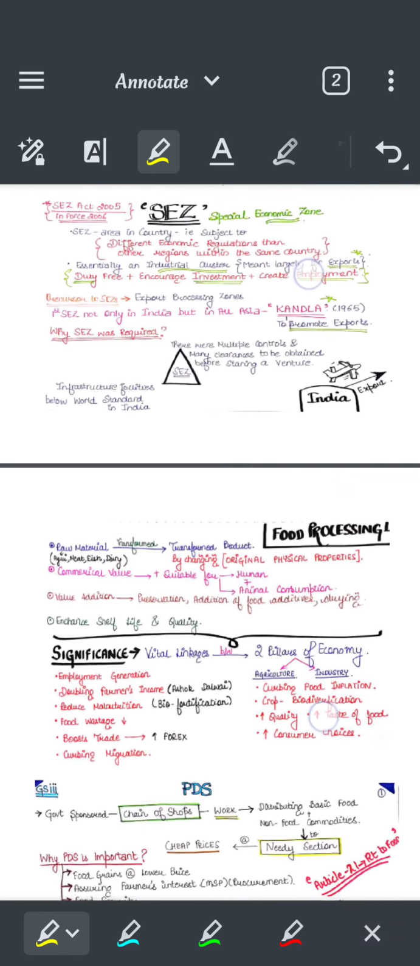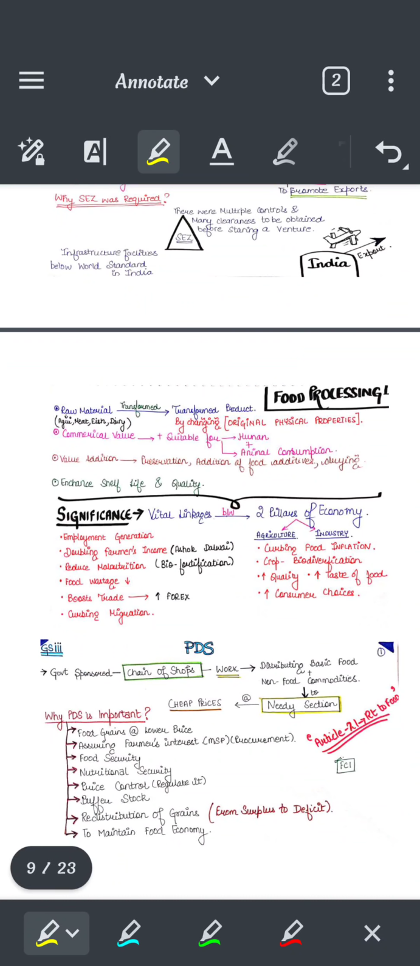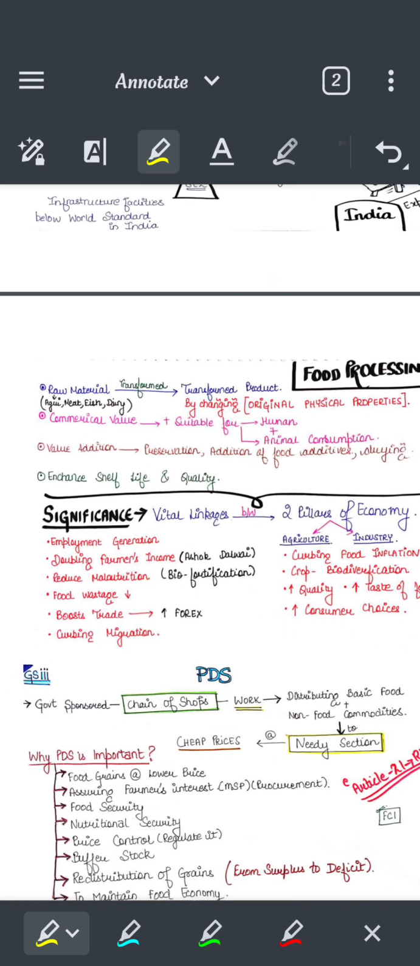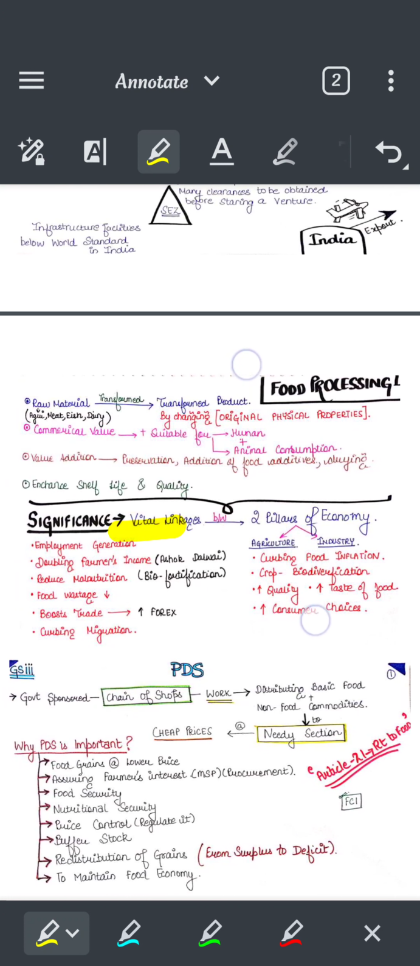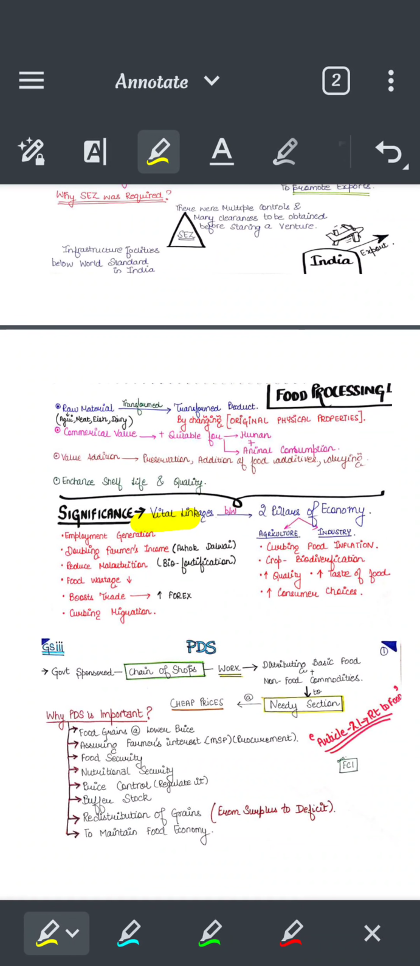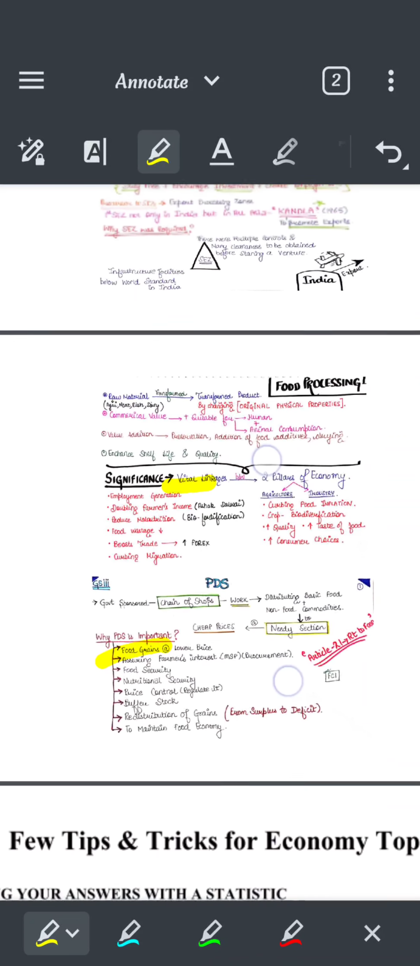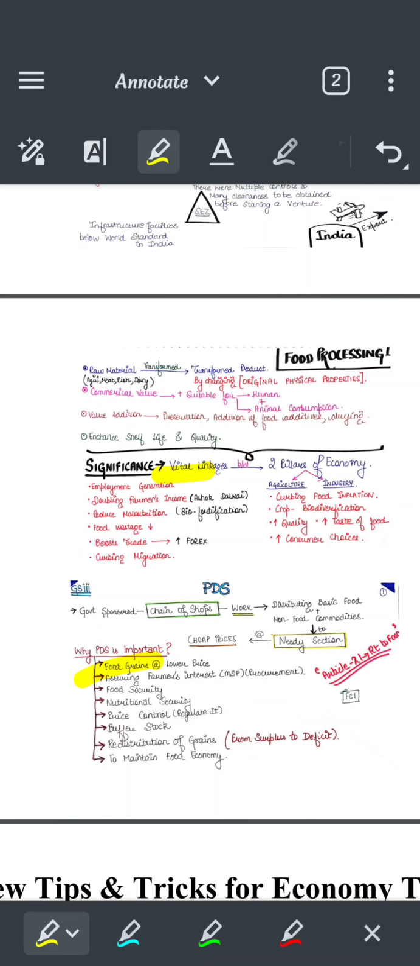Okay, so next is the food processing sector. Everything about the food processing sector is there in one place only: what it is, its contribution to the Indian economy, its significance, the issues associated with it, how to address those issues, and the various government initiatives in that regard. You can directly study all this from a single source. You don't have to refer to multiple books if you study from the Learnbymaps notes. So next is the PDS system: what it is, why it is important, and the various issues associated with it, you can study.